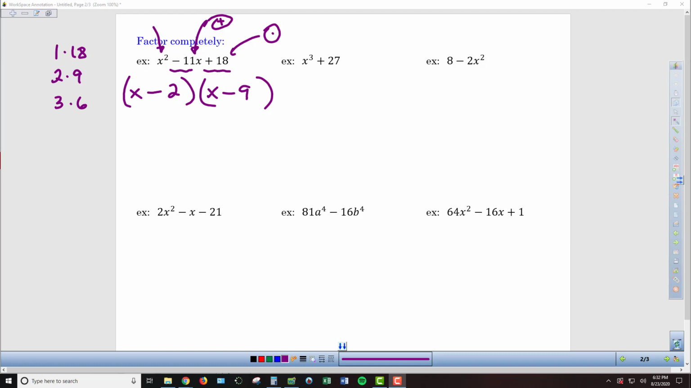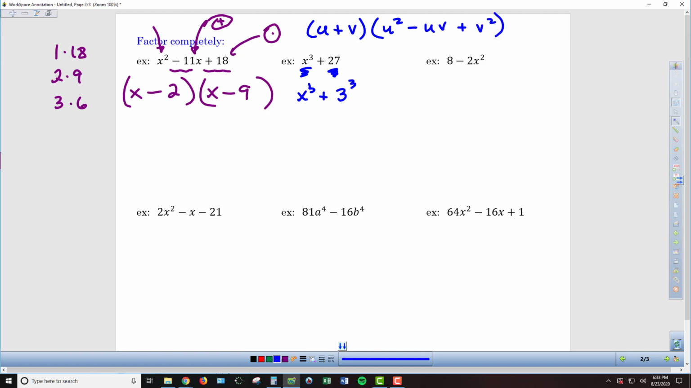The next one is a sum of cubes. So in this case we've got x cubed is the lead piece, plus 27. 27 is a perfect cube as well. So we can think of this as x cubed plus 27, or it might be easier to say x cubed plus 3 cubed. And so I'm going to write out the pattern that we had from the previous slide, where it was u plus v times u squared minus uv plus v squared.